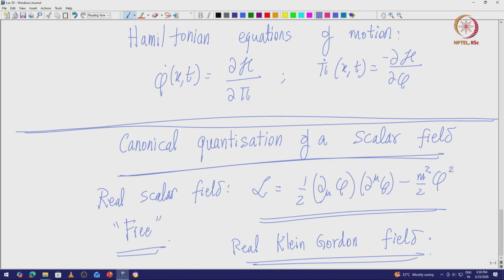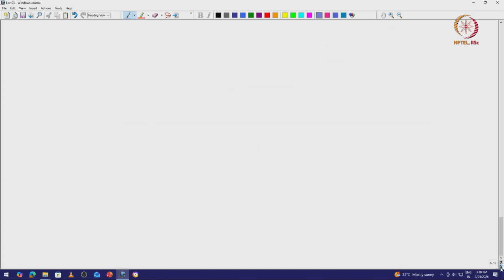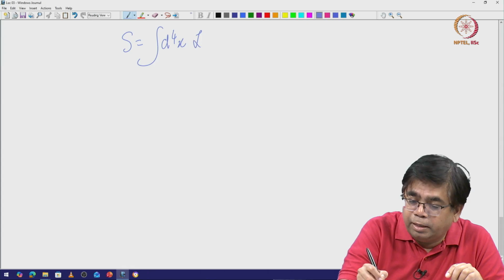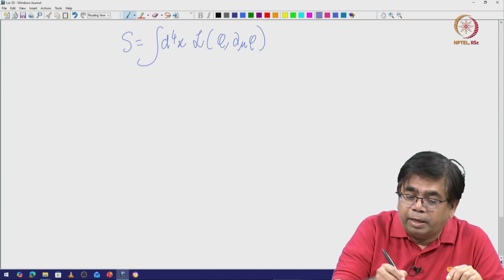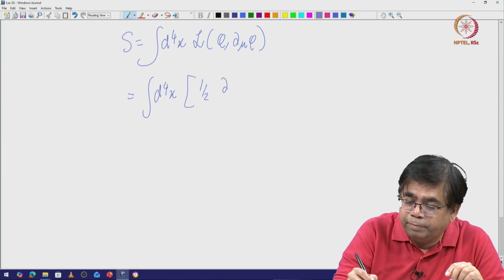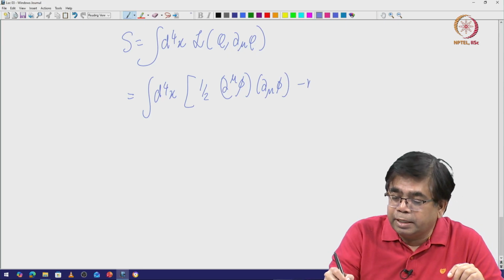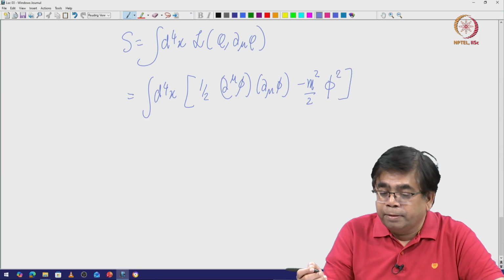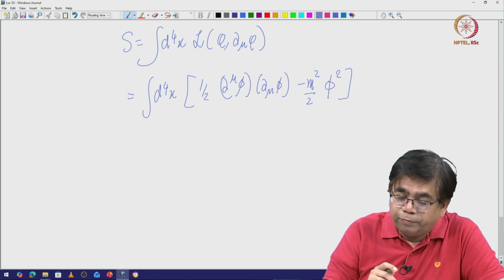Okay. Now before going further, we will do something more. What is the action for this field? For this field, S is equal to the integral d to the power 4 x of L, a function of phi and del mu phi. Now I know L is equal to half del mu phi del mu phi minus m square by 2 phi square, okay. Now what is the mass dimension?